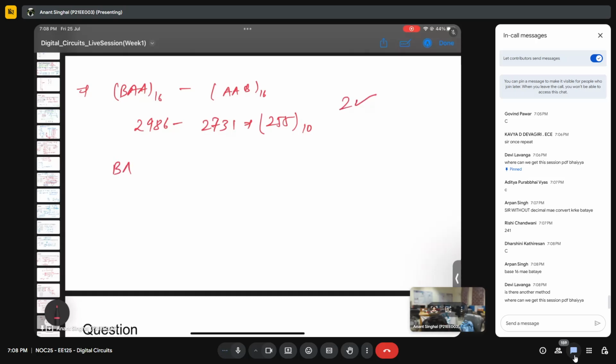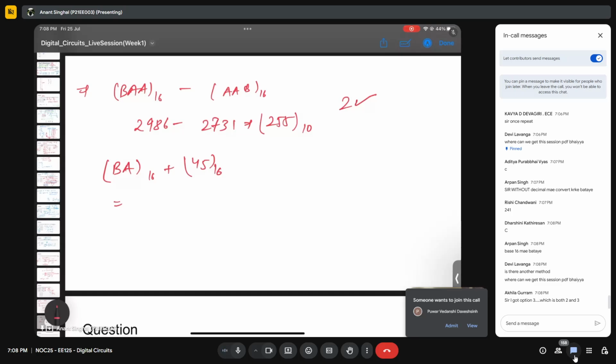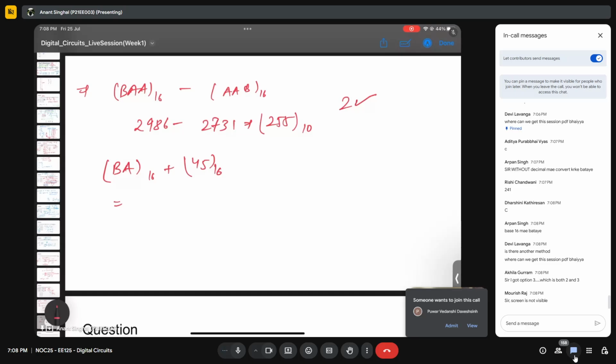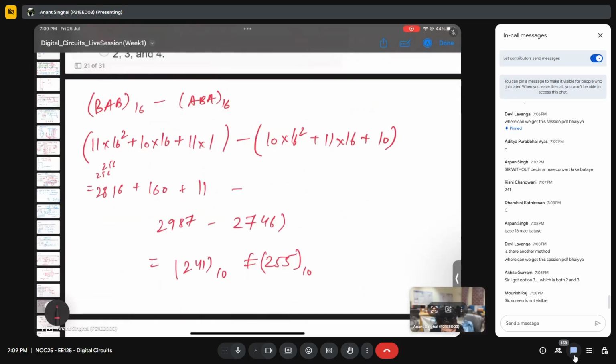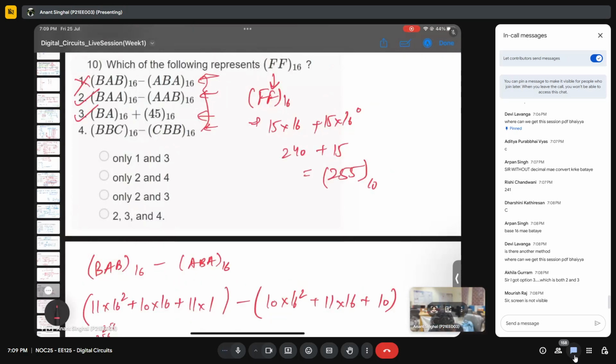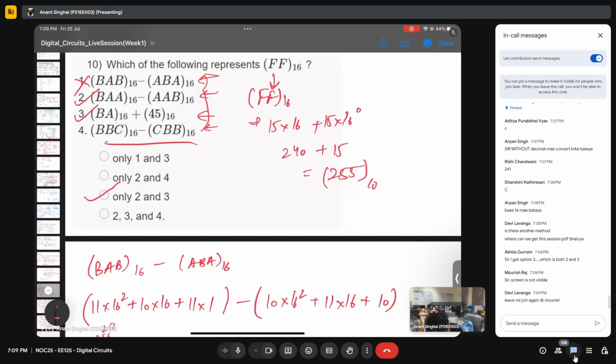Then option 3 is BA times 16 plus 45 times 16. So BA is 10 plus 16 times 11, that is 186, plus 64 plus 5. This is also 255. So option 3 is also correct. You can also check for option 4. I think the correct answer to this problem is that only 2 and 3 are correct.